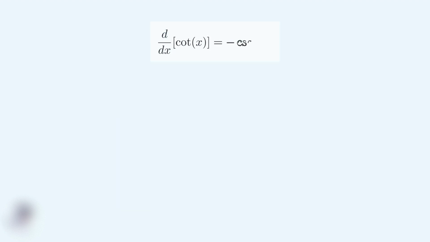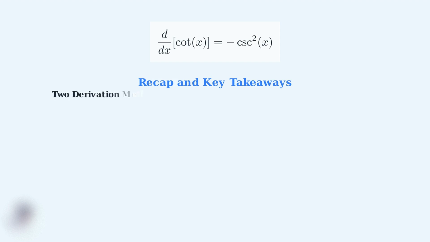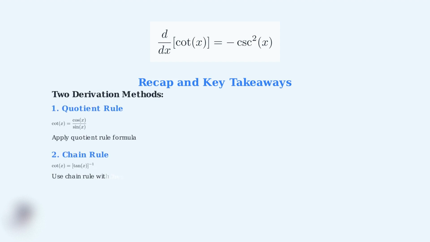We've covered a lot of ground in this comprehensive exploration of the derivative of cotangent. The most important result to remember is that the derivative of cotangent x equals negative cosecant squared x. We learned two powerful methods for deriving this result. First, the quotient rule approach, where we treated cotangent as cosine over sine and applied the quotient rule formula. Second, the chain rule method, where we rewrote cotangent as the inverse of tangent and used the chain rule.